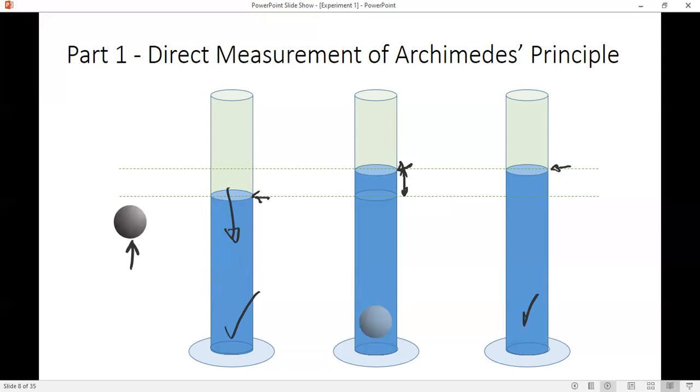This is important because it allows me to directly measure how much water is displaced in terms of its weight. Okay, the buoyant force is truly equal to the weight of the water displaced. This weight here should be equal to the upward buoyant force, which is going to act on that ball when it's submerged.